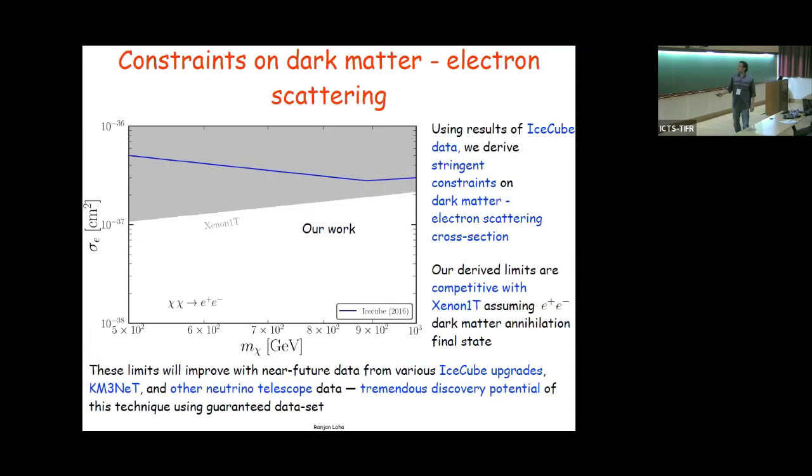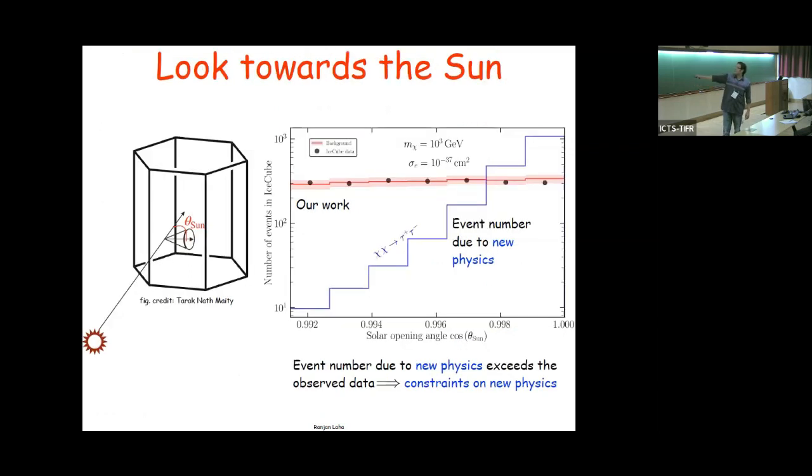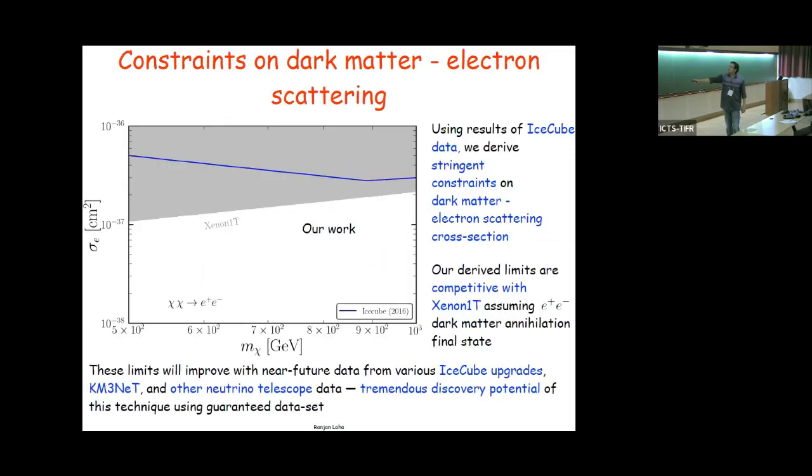I'm almost done. Okay, so this is the constraint. Dark matter mass in GeV on the x-axis, sigma_e on the y-axis. Chi goes to e+ e-. This is the Xenon1T constraint, and you just extrapolate that as 1 over m_chi. And our constraint using IceCube 2016 data is this. As you can see, we get constraints which are very competitive with Xenon1T.